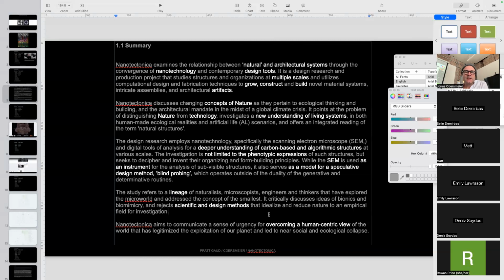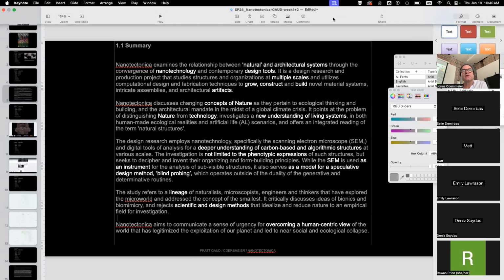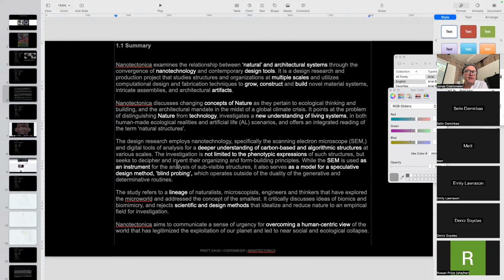Okay, so just in a nutshell, the last sentence says, and I really mean it, I do consider that as part of my obligation as an educator, that we at least want to communicate a sense of urgency when it comes to overcoming a human-centric view of the world, because that is exactly what has legitimized the exploitation of our planet and led to the near social and ecological collapse that we find ourselves witnessing right now.